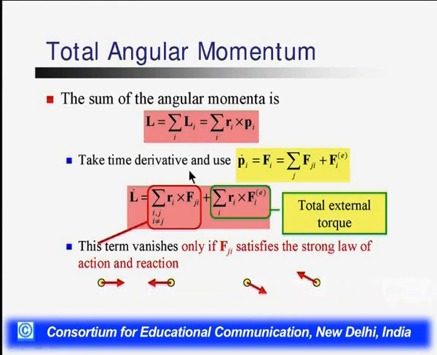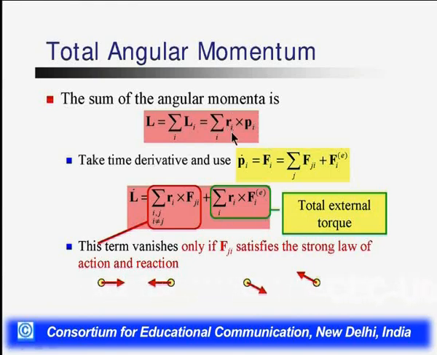Then taking the time derivative, we can write dpi by dt equal to Fi, which is equal to summation over j of Fji plus Fi^e. We take the time derivative dL by dt and write it as summation over i and j, with i not equal to j, of ri cross Fji, plus summation over i of ri cross Fi^e.